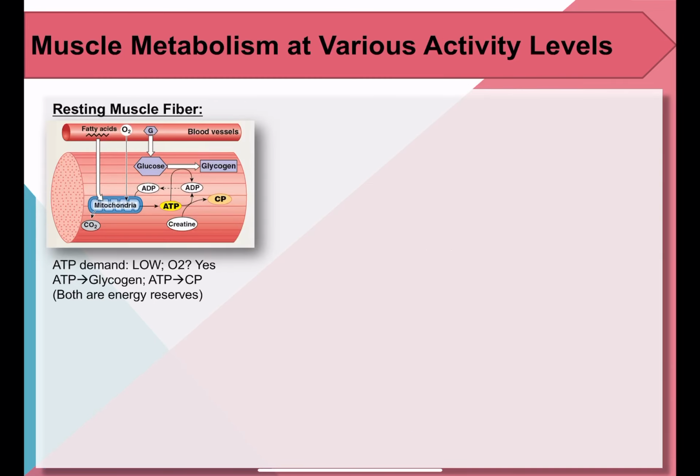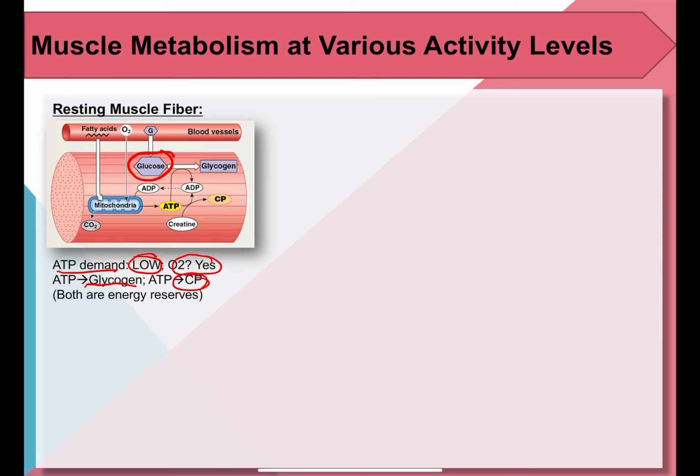Okay, so here are the different metabolism pathways for a muscle fiber under various activity levels. In a resting muscle fiber, your ATP demand is low, and your oxygen level is good. You have enough oxygen around because you're not really doing anything. ATP can be converted to glycogen, or you can have storage of creatine phosphate, because glucose is not actively being converted into ATP.